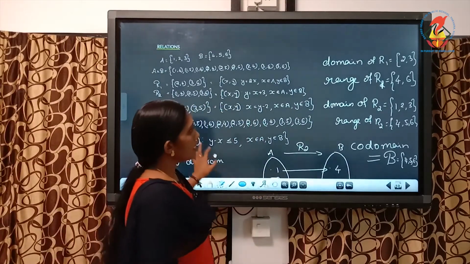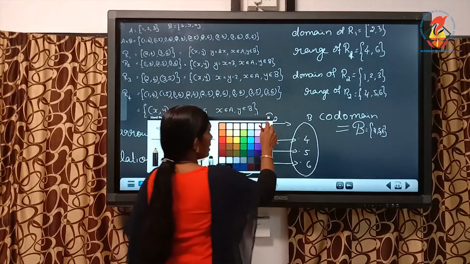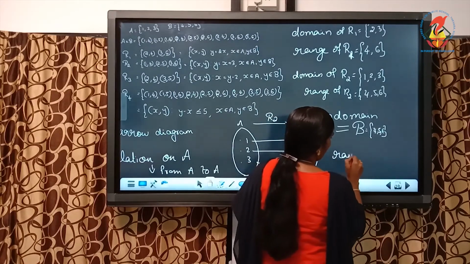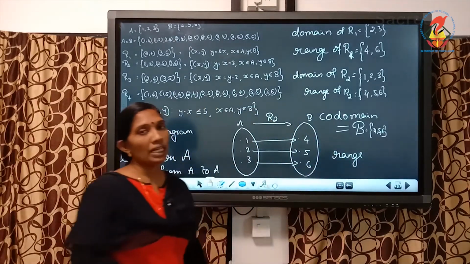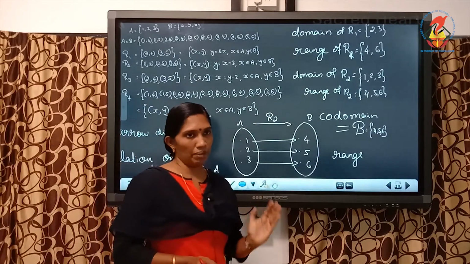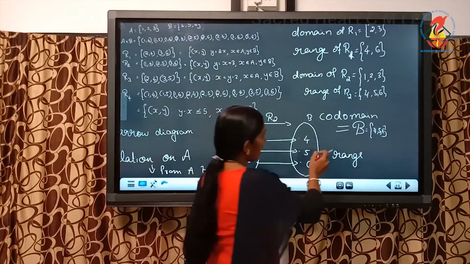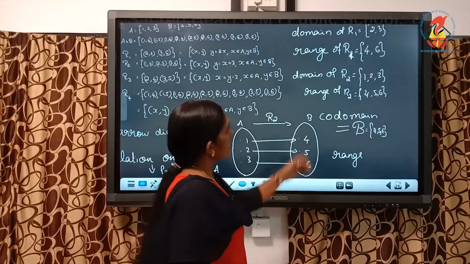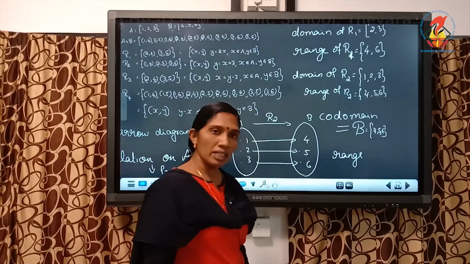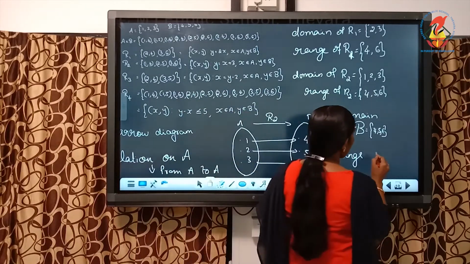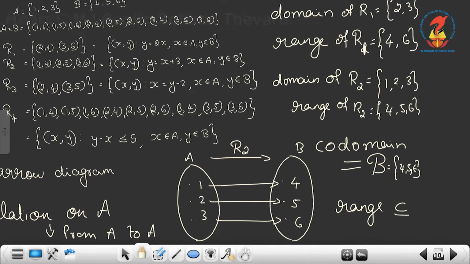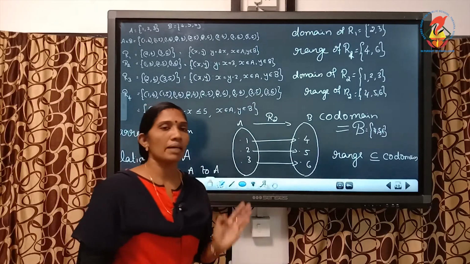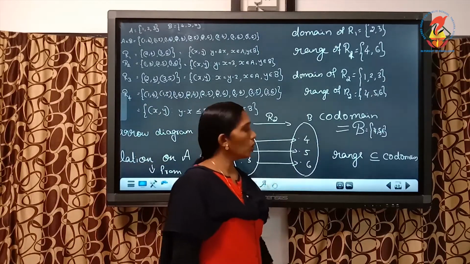Okay. So we can say that this second set is known as codomain. Range means set of second elements. So they are related. Here in the first case the range is a subset of this 4, 5, 6. In the second case range and codomain are equal. So we can generally say that range is a subset of or equal to codomain. Range cannot be a superset of codomain. It is a subset or maybe equal to codomain.